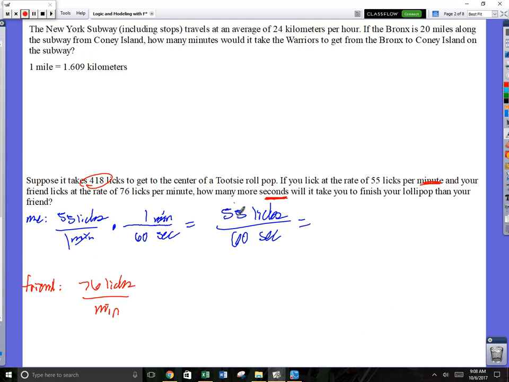Okay, now I'm going to convert that to a decimal. 55 divided by 60, it's going to probably be nasty. Don't round until the very end. So I've got this number stored in my calculator as 0.916666666 and so on licks. So almost 1 lick per second.